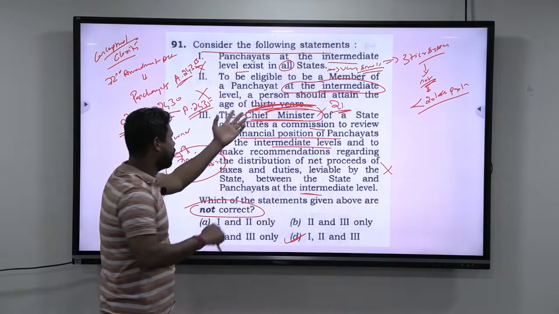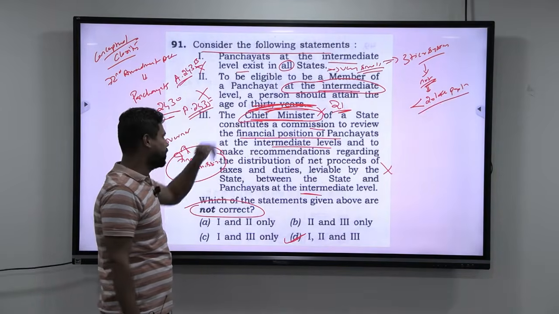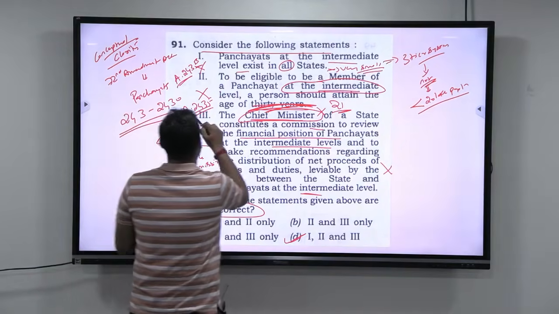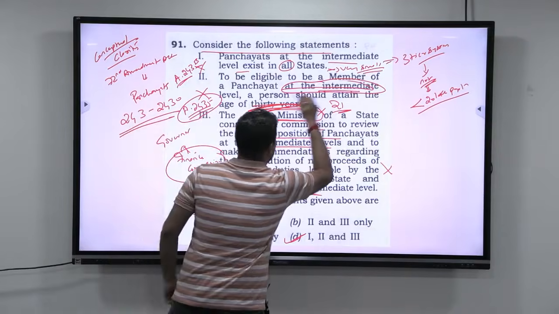For Lok Sabha only, it is not 30. Okay. Why will it be 30 for this? In that logic also you can remove. But anyways, this is 21 according to Article 243F, not intermediate at all in general.